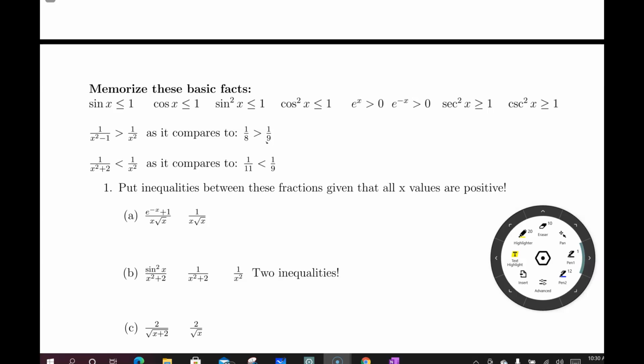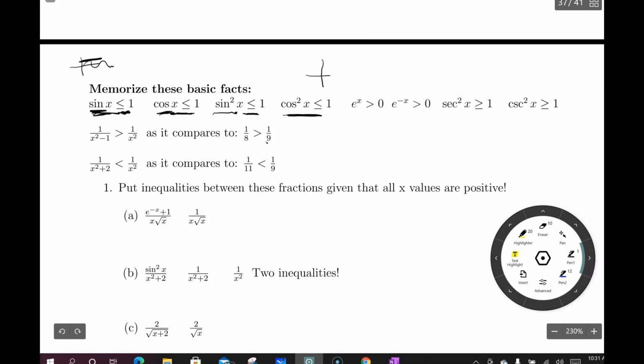So we need to know these basic facts. Many of them I know you know, but I'm just going to write them out so you have a place to reference them. Sine is always smaller than or equal to 1, right? Because you know sine of x, nice curvy thing, it's always smaller than 1. Same with cosine of x, right? Great, different graph, but it's always smaller than or equal to 1. Sine squared stays smaller than or equal to 1, as does cosine squared.